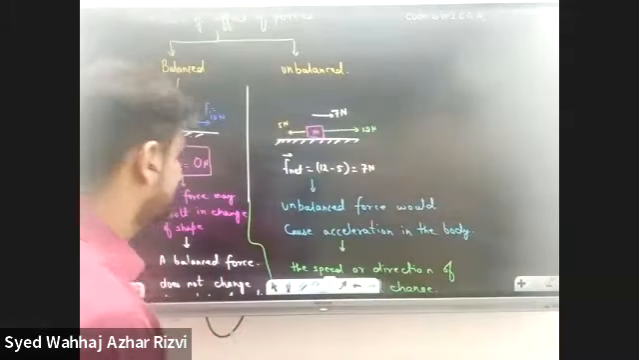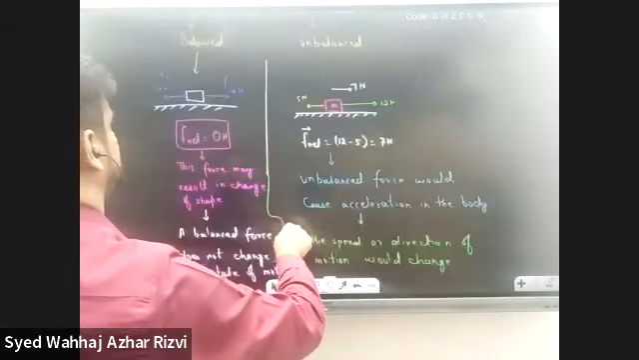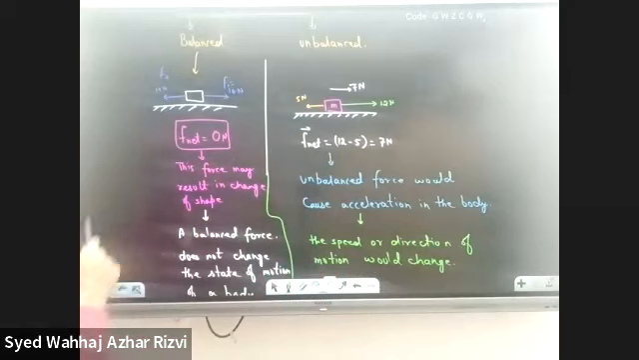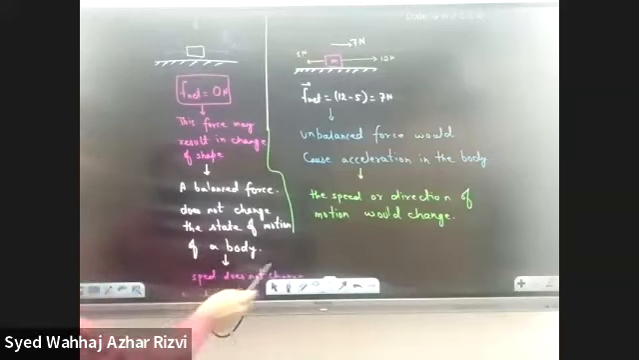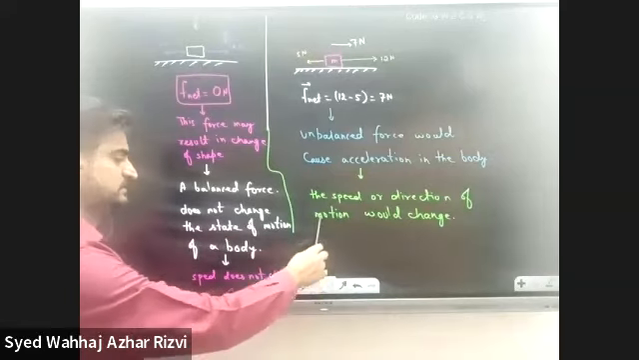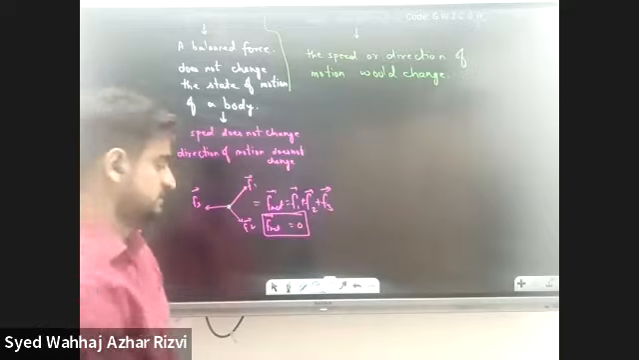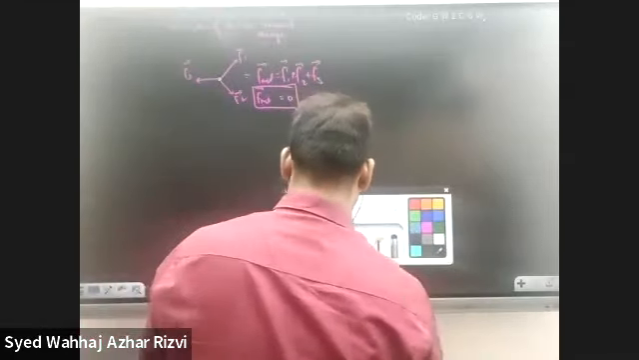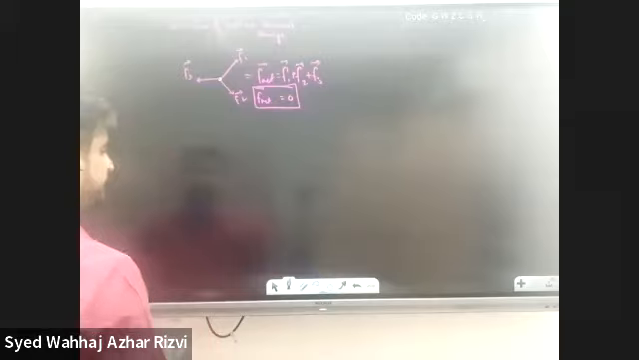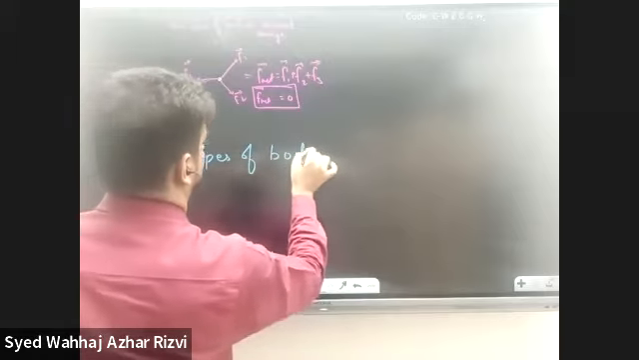So these are two things. I think you can give it a pause and write it down. The types of forces: one is the balanced force, another is the unbalanced force. Okay, write it down. Types of bodies.